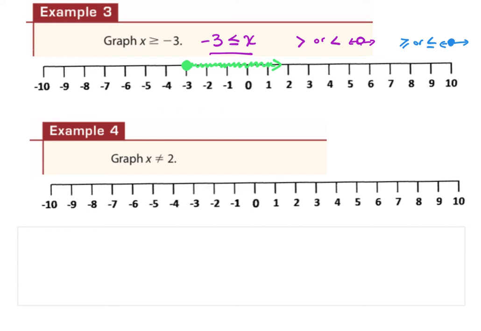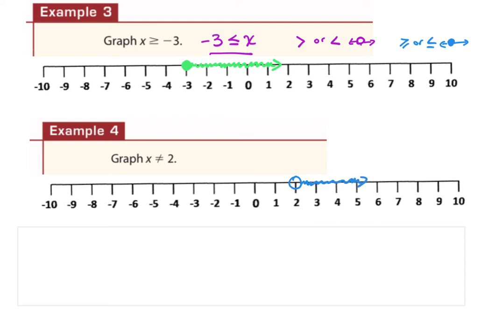Look at the next example. X is not equal to 2. So I'm going to go to 2. I know it's not equal, so I'm going to do an open or closed circle here. Open. Is x bigger or smaller than 2? It's not equal to. So does it include numbers on the right? Is 1 not equal to 2? Yes. Does it include numbers on the left? Yes. Is 0 not equal to 2? Yes. So actually it's going to be both directions.